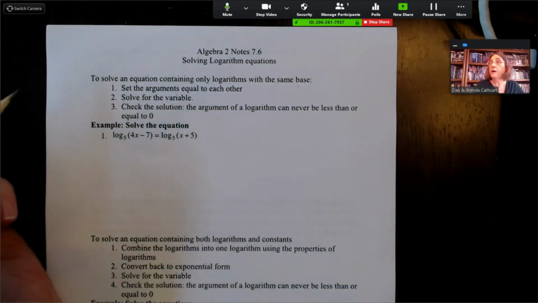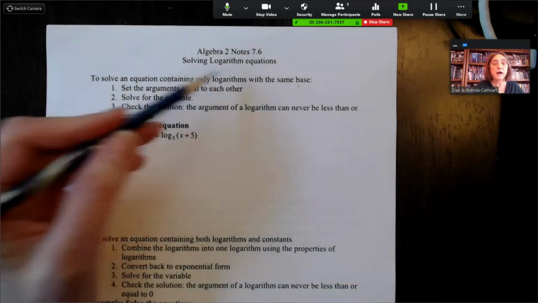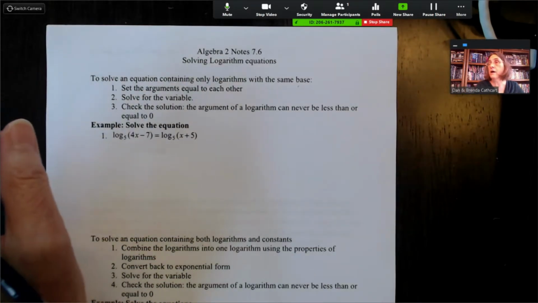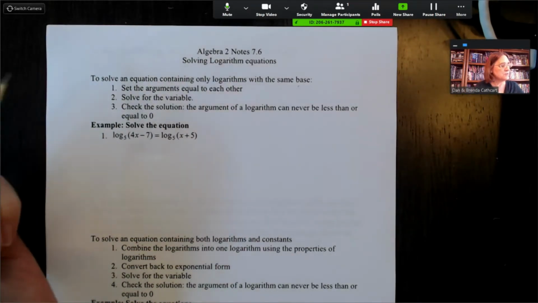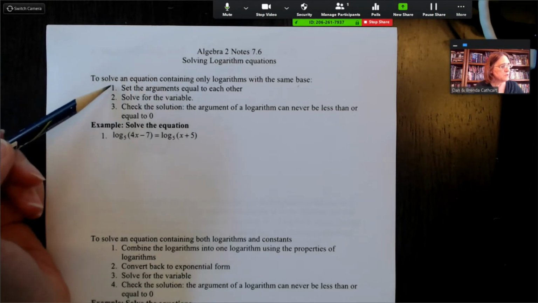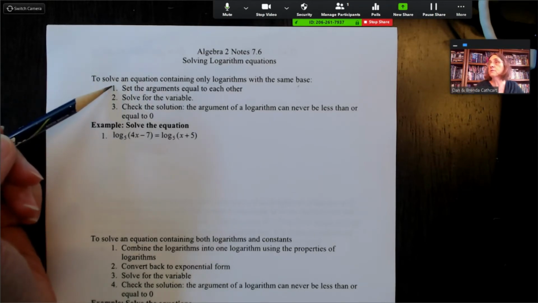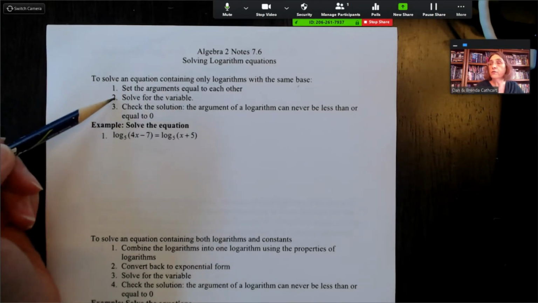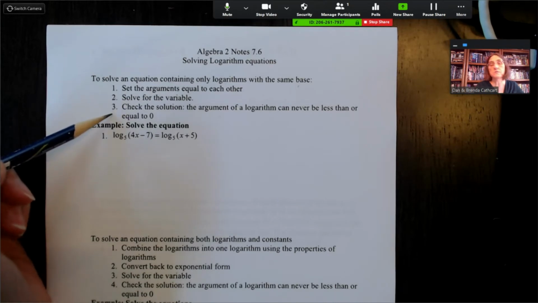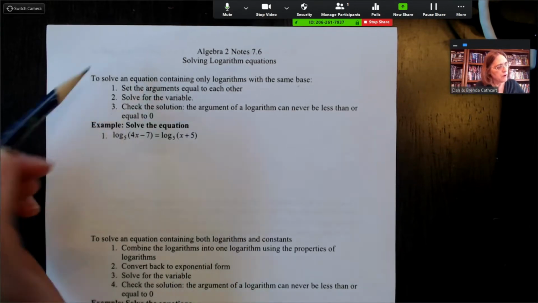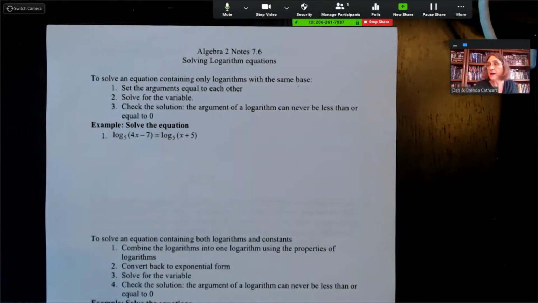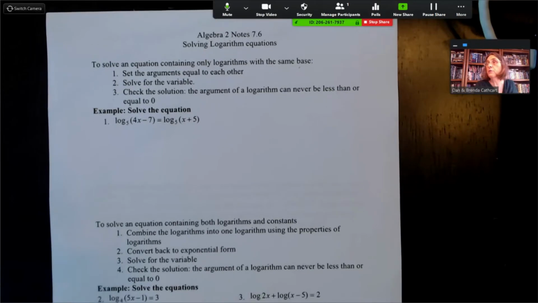So if we have an equation that only has logarithms, with no numbers that aren't associated with the logarithms, we're going to start by setting the arguments equal to each other, solve for the variable, and then we always need to check the solution. Remember, the domain of the log function is that the argument of the logarithm has to be greater than 0. So let's start with example number 1.